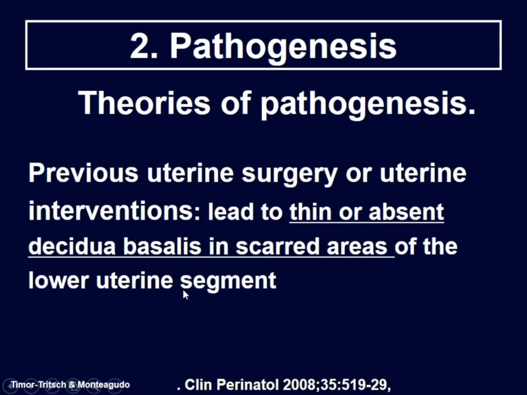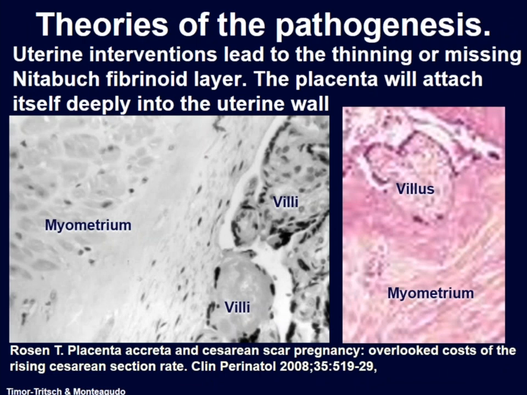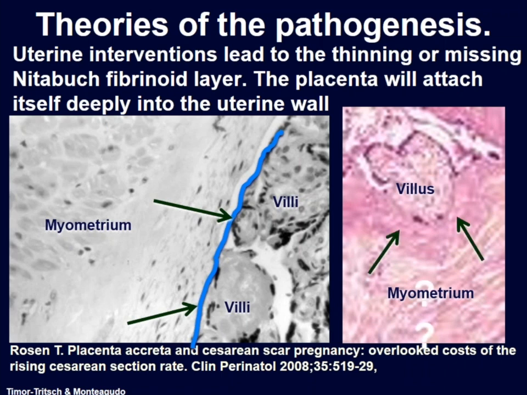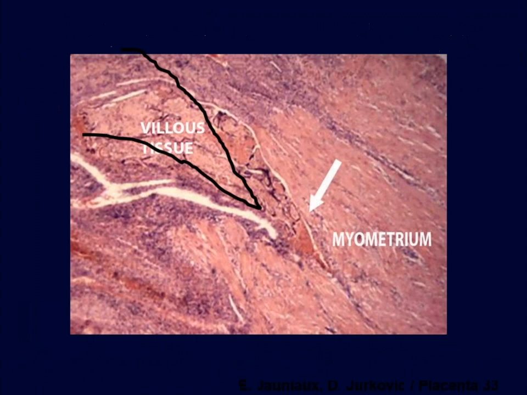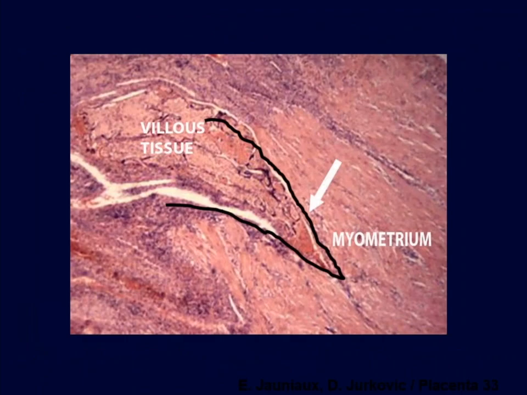There are several theories of the pathogenesis. Previous uterine surgery or uterine interventions lead to a thin or absent decidua basalis in the scarred areas of the lower uterine segment. And you can see here the missing Nitabuch fibrinoid layer, which in the normal placenta is depicted by this line, and prevents the villi from penetrating the myometrium. On the right side, you see that the villus penetrated deep into the myometrium without having any kind of barrier in front of it. This is also depicted in this picture, where the villus tissue is seen wedging into the myometrium.